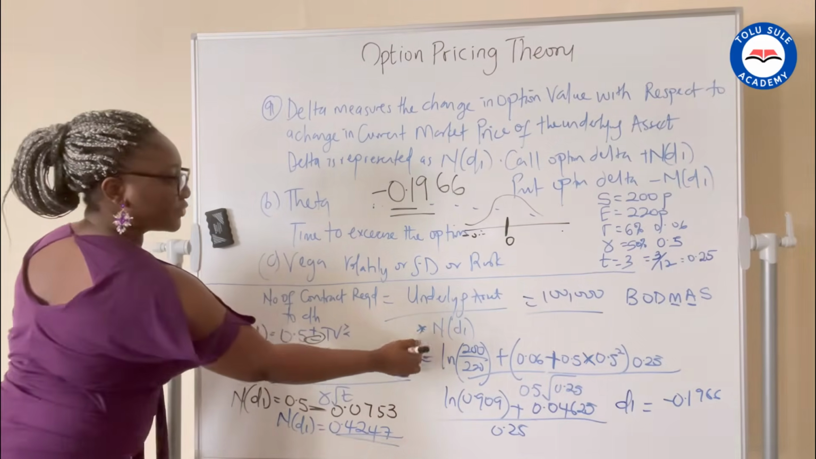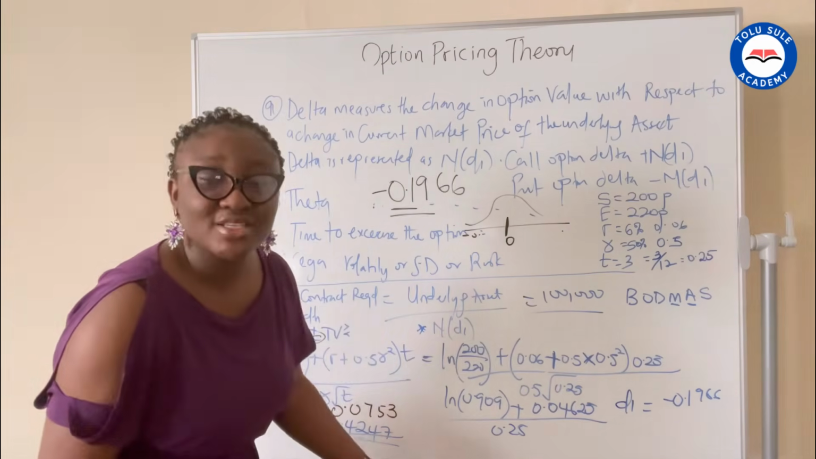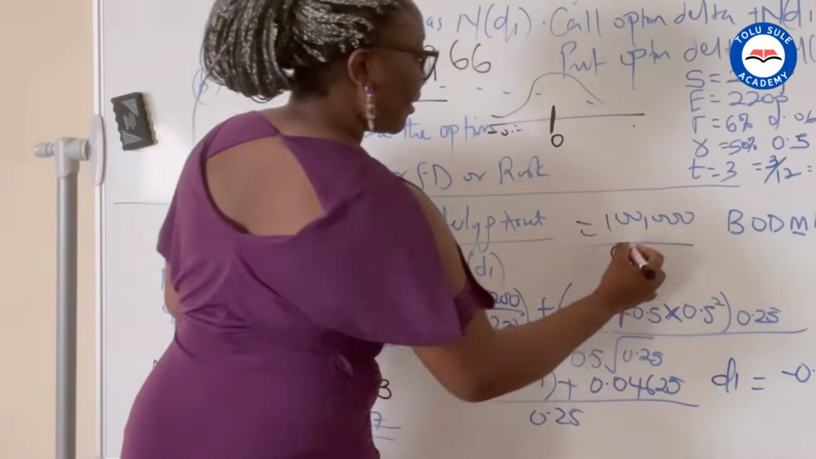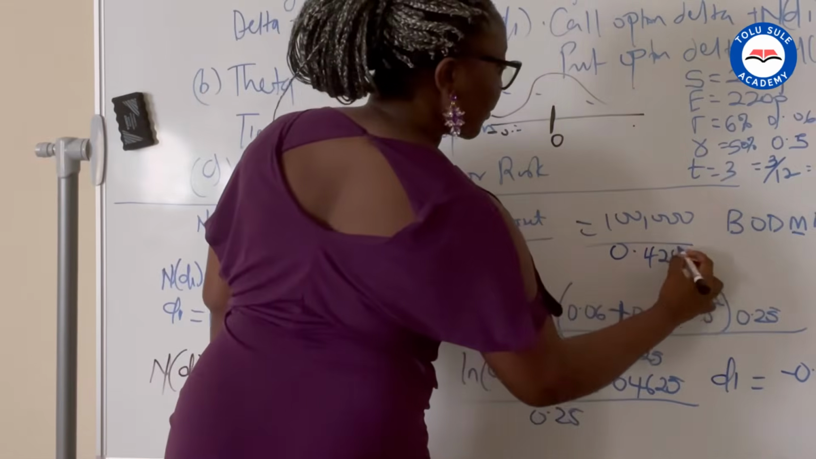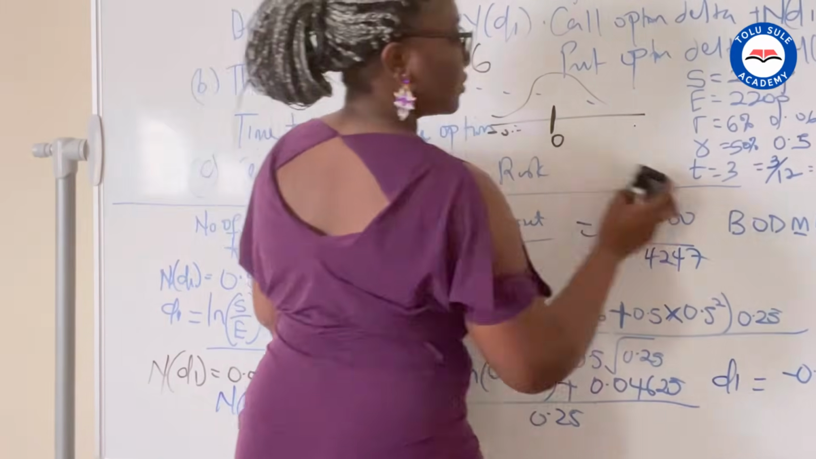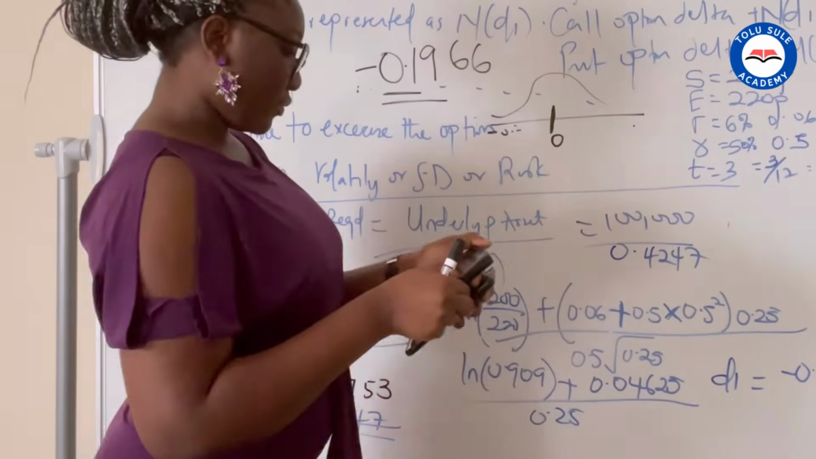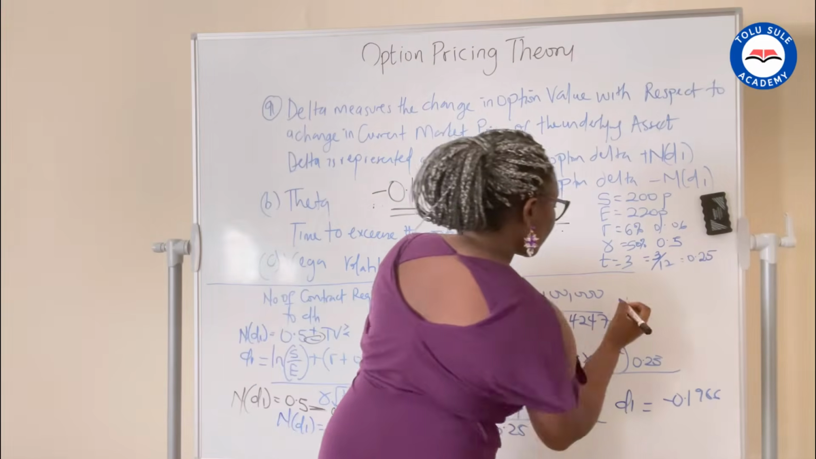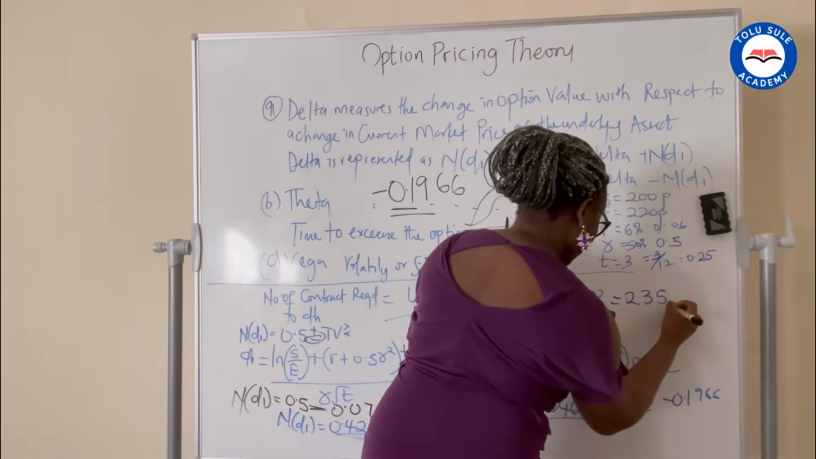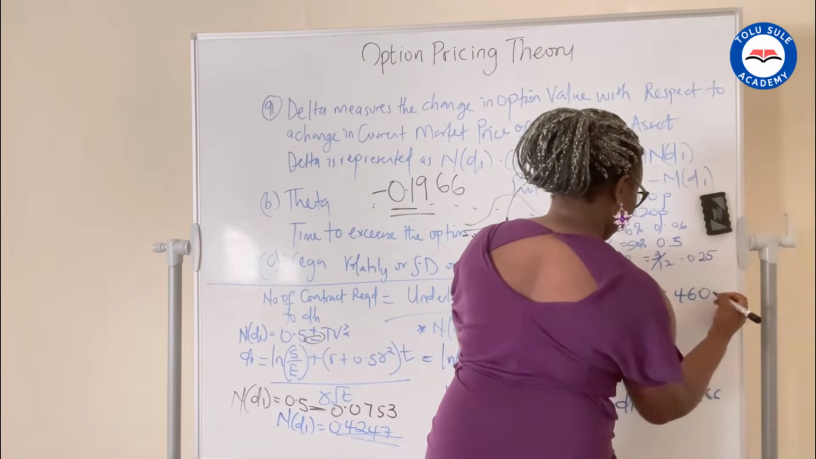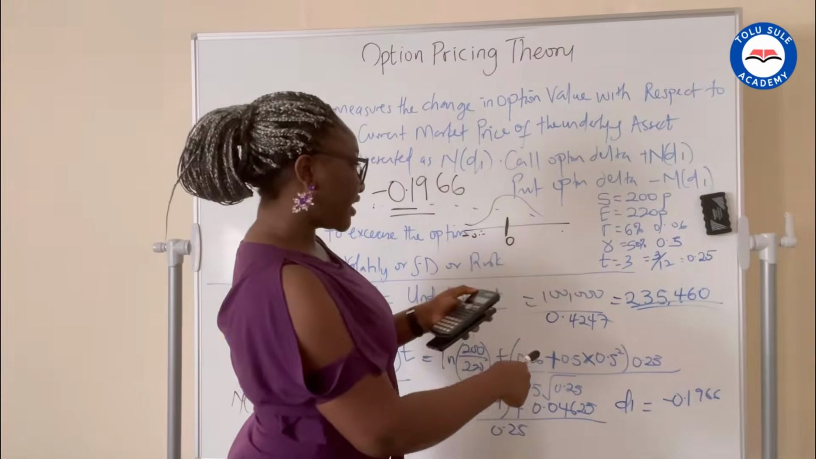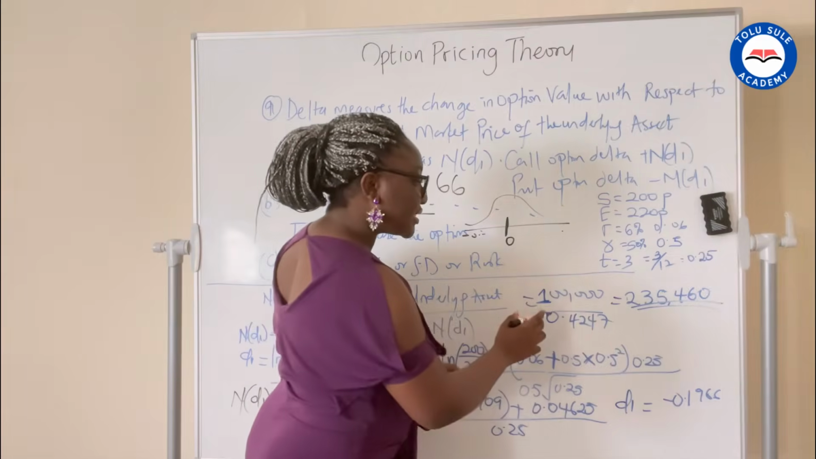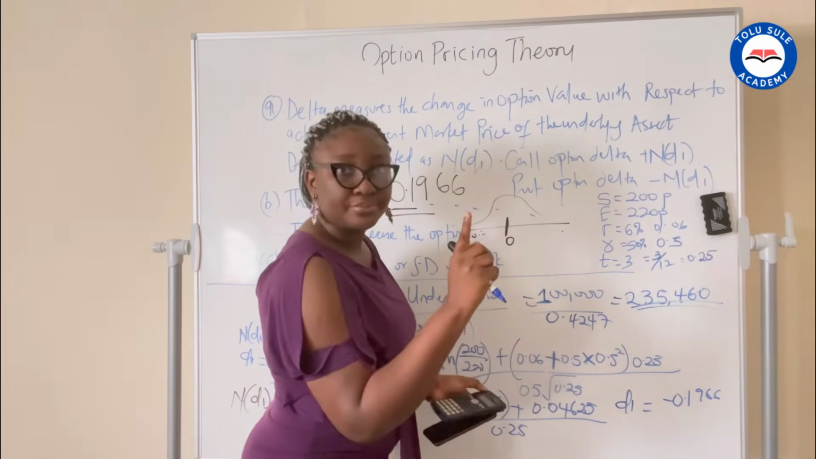This is what we've been looking for. Just to use it to divide this so we can get the number of contracts to delta hedge to protect our investment. Put this value here, 0.4247, and put that in your calculator. 100,000 shares divided by 0.4247. That will give us 235,460 point whatever, right? 235,460 options.